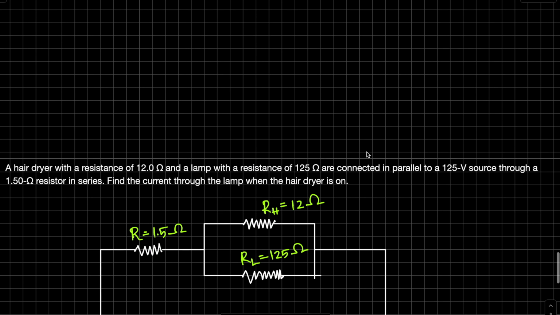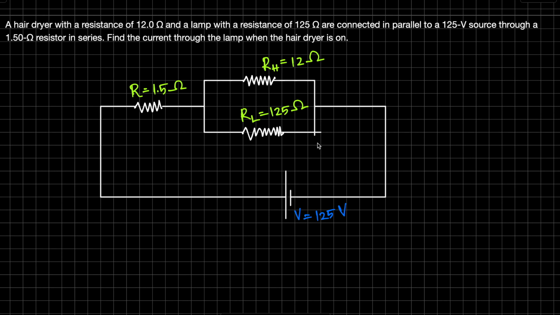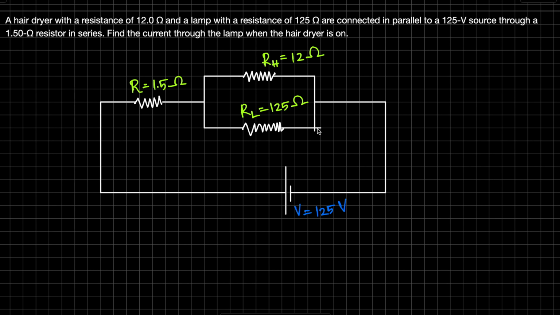Now let's get back to this problem. A hairdryer with a resistance of 12 ohms and a lamp with a resistance of 125 ohms are connected in parallel to a 125 volt source through a 1.5 ohm resistor in series. Find the current through the lamp when the hairdryer is on. Okay, so this is a combination circuit. Let's find the equivalent resistance of the circuit. RH is the resistance of the hairdryer, RL is the resistance of the lamp, and R is another resistor, 1.5 ohms. RH and RL are connected in parallel. So RH is in parallel with RL. Their combination is in series with R.